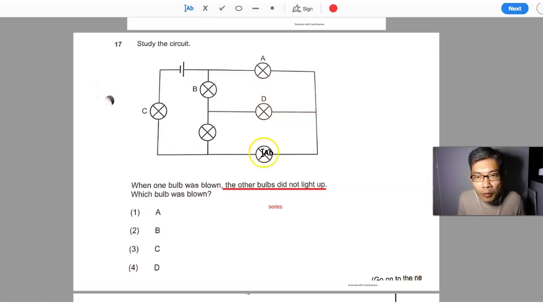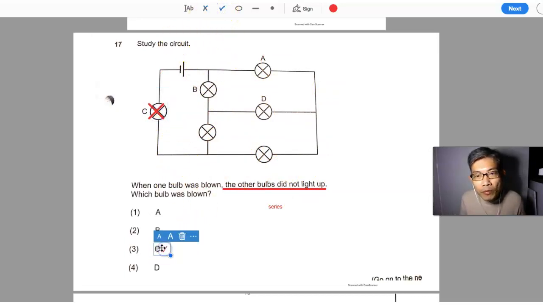Which bulb was blown? Now, for me, I'll be using a pencil or paper, and just for example, let's say I cross this one out, alright? And say, okay, what happens if this one blows? Can current flow? Current cannot flow through, there's a gap here, and everything else did not light up. Answer is C.